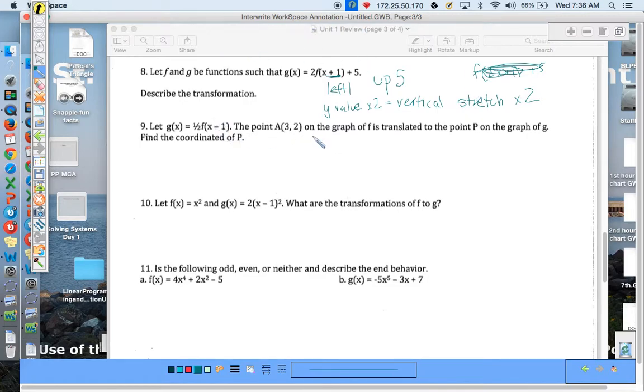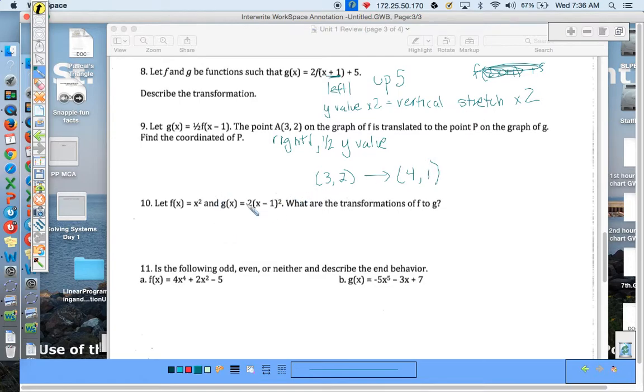Now this next one, we're asked to find the coordinate here. We're given g of x, and this point is translated to point P on a graph G. So it's a lot of words here, but we're asked to find this coordinate under the transformation. Well, what happened? Minus 1 moves it to the right 1, and half, just like this one, it's half of our y value. So if we have the coordinate 3, 2, to the right 1, it's going to be 4. Half our y value is 1.